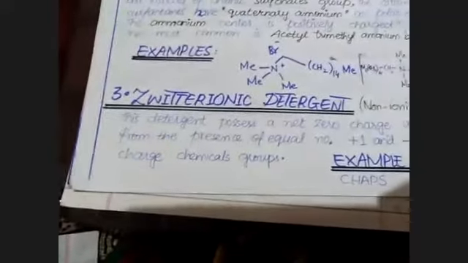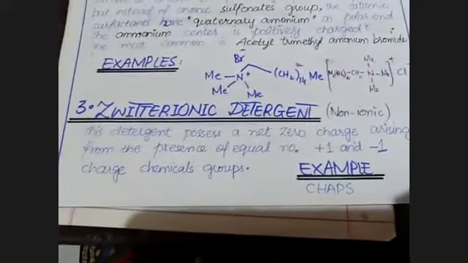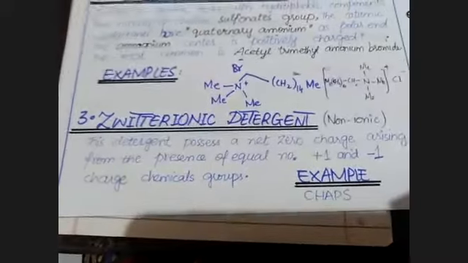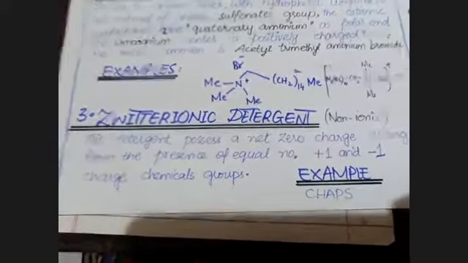Zwitterionic detergent. Its other name is non-ionic. It is named so because the net charge is zero, meaning it has an equal amount of positive and negative charges. Its example is CHAPS. The structure of CHAPS is this. We may see that it has a positive charge and a negative charge too. And this is the name of CHAPS.